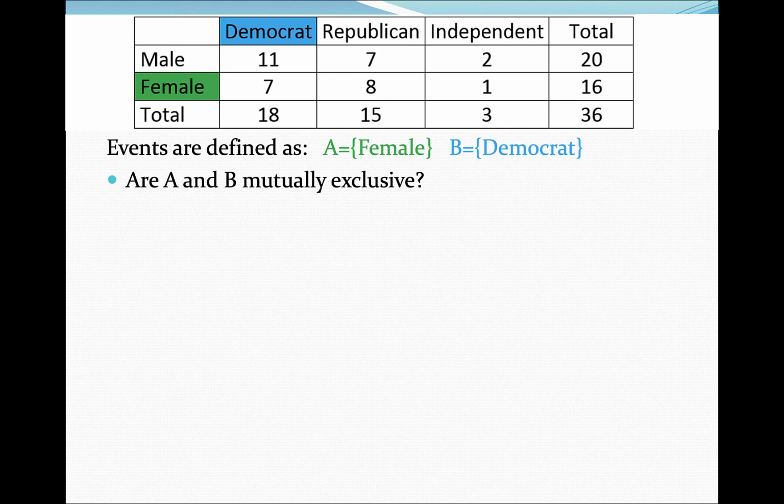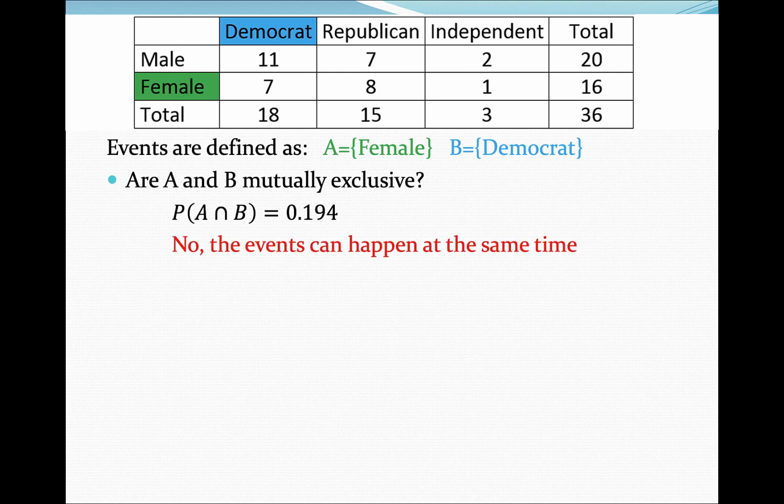If we look at whether or not these are mutually exclusive or independent, let's start with the idea of mutually exclusive. Can they occur together? Well, can someone be both a female and Democrat? And of course they can. So that's obvious. But mathematically, we want to look at that probability of A intersect B. That would give you that 0.194. So that 0.194 obviously is not 0. We have a 0.194 chance of someone being both female and Democrat. So of course, no, these events can happen at the same time. So they're not mutually exclusive.